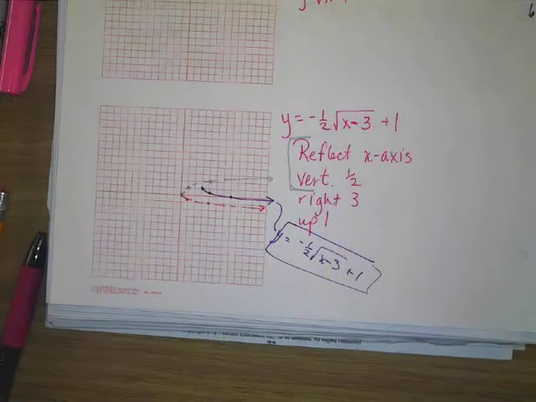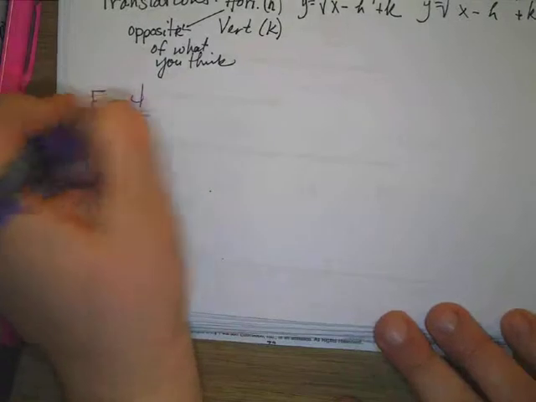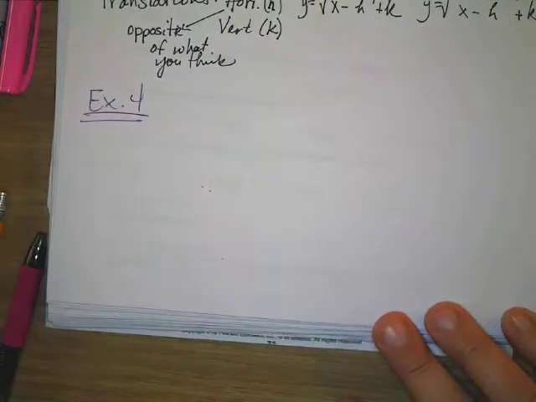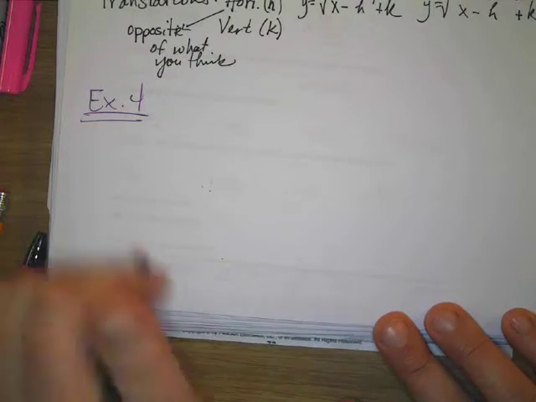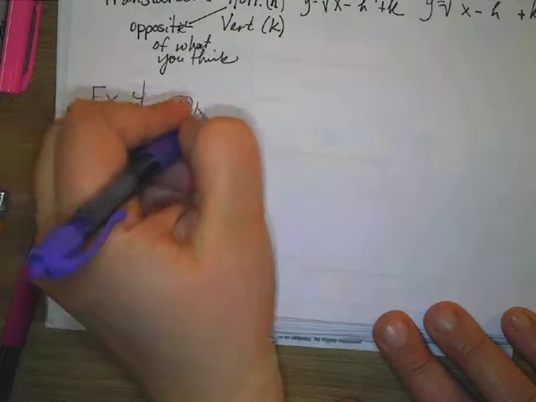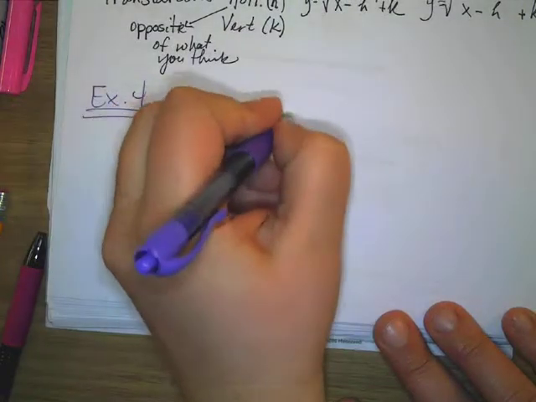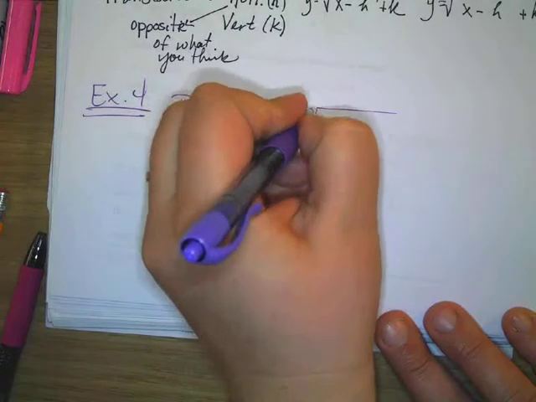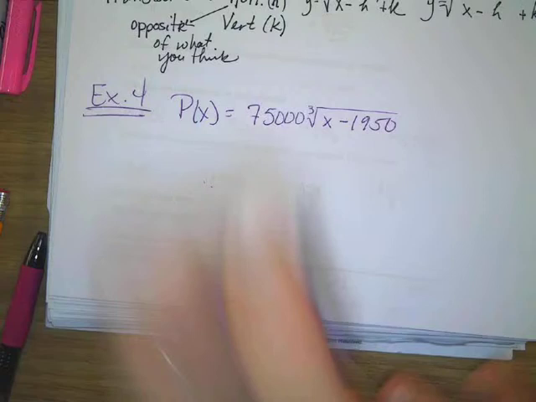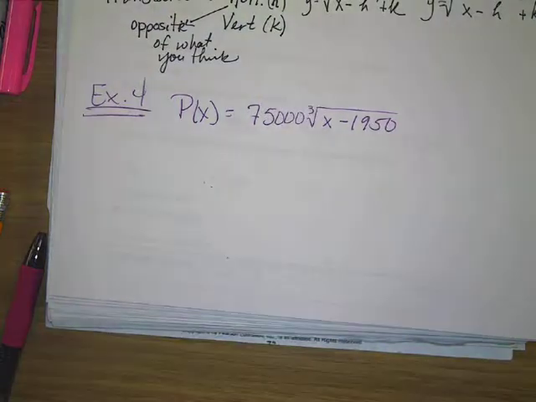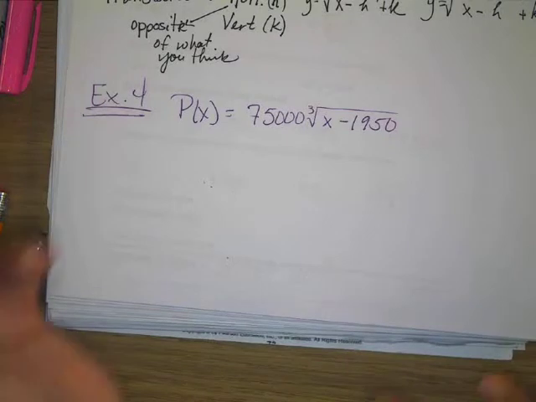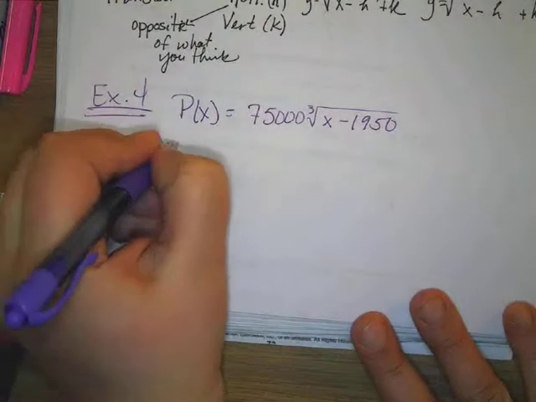Okay, so this next one, let's do this. It's solving a word problem. So here we go. Ready? This is example 4. It says you can model the population of Corpus Christi, Texas between the years 1970 and 2005 by using this radical function, where X is in years. So the question is, using the model, in what year will the population be a quarter of a million, 250,000?